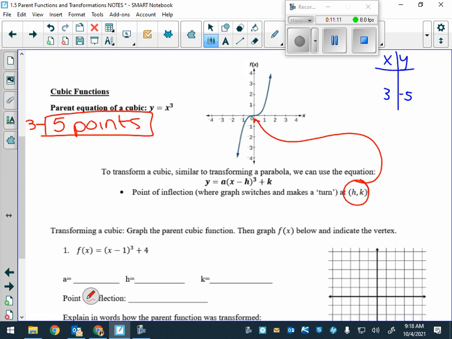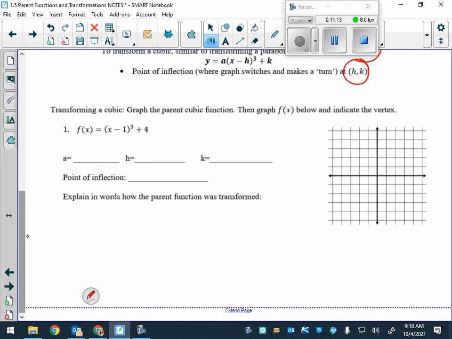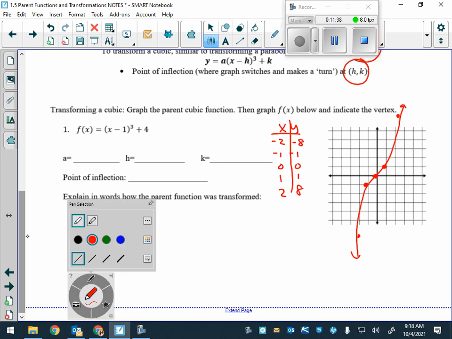All right? So with the cubic function, I'm going to do the parent function first, which you guys have in front of you. I'm going to graph the parent function first, just so we could see how this changes. So this is the same thing as well.